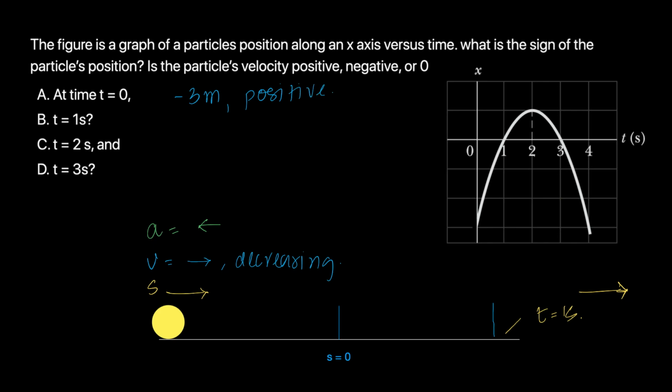At t equals 1, the particle is at 0 meters and the velocity is still positive. At t equals 2, the distance is 2 meters and the velocity is 0. So it's not positive or negative. At t equals 3, it's at 0 meters again, but the velocity is now negative. And it's going to stay negative for eternity after this.